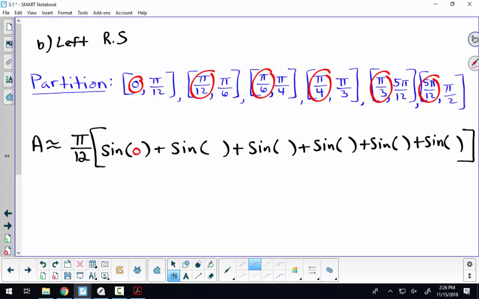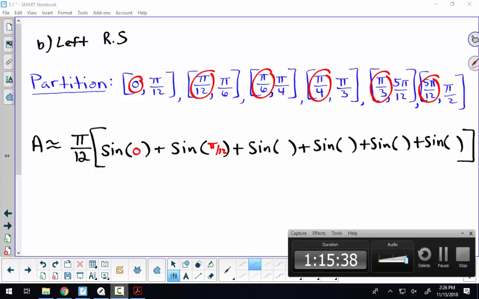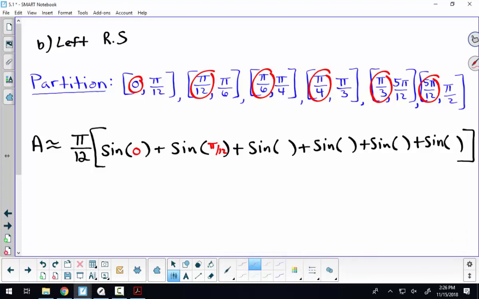Wait, why is it? Sorry, what? Sorry, I was thinking... You're thinking of which ones? I was thinking f of 0 instead of sine of 0. Oh, okay, yeah, f of 0. Yeah, that's accurate.